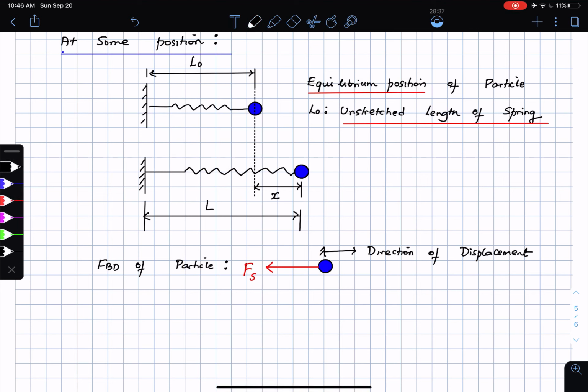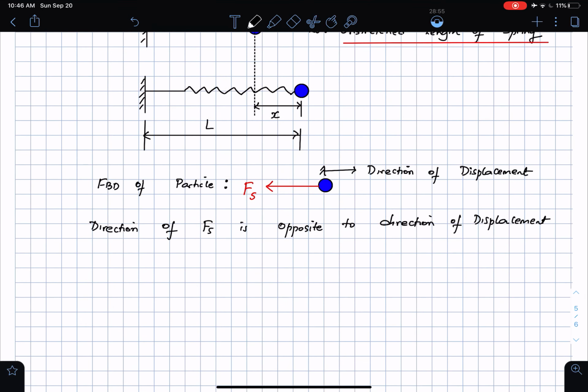So the key thing here is that the direction of Fs is opposite to the direction of displacement. Which means that if I now try to define the force with respect to the unit vector, say that this is the positive x-axis, then I have Fs equal to minus k times x in the i direction, dr, because it's being deflected only in the x direction, is dx in the i direction.